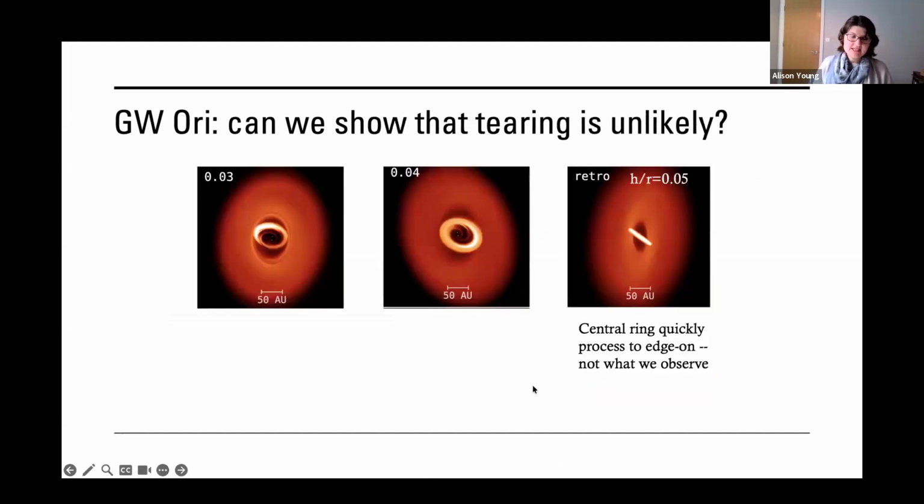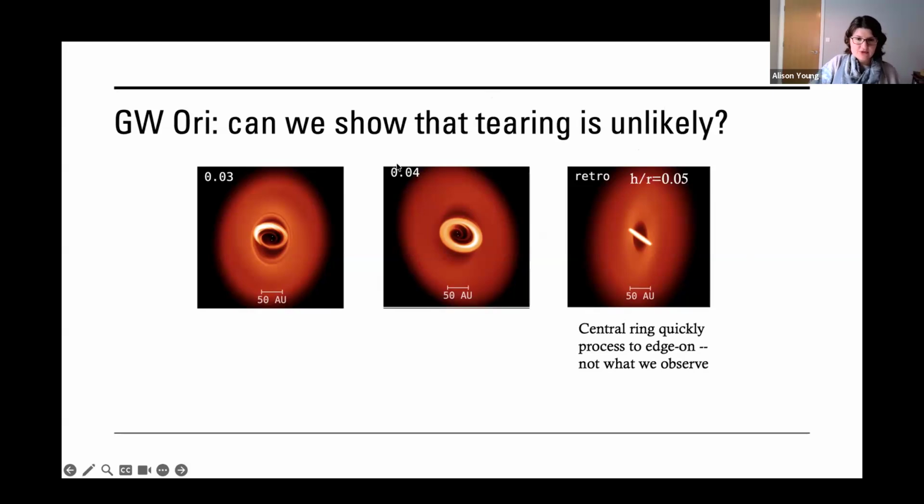So these are the results I got. I was able to do 3 simulations. We tried 0.03 for H over R, and then a slightly thicker disk with 0.04. I did want to try H over R as 0.05, but it was so slow, it was just not going to get anywhere anytime soon. And then the retrograde, I was able to do a thicker disk because it evolves a lot more quickly.